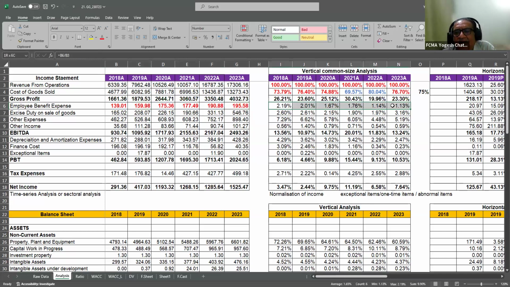But when you compare that in percentage terms, as a percentage of the revenue from operation, that is getting reduced. That has got reduced from 2.19 percent in 2018 to around 1.13 percent. One possible reason for this is the automation.